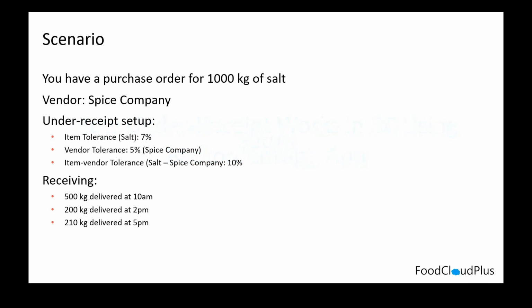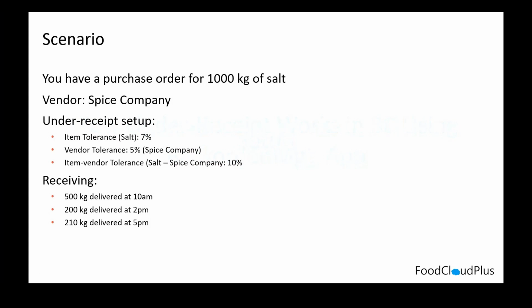For example, let's assume we have a purchase order of 1,000 kilograms of salt for the vendor Spice Company. The under receipt setup would be as follows. For the item salt, we would have a 7% tolerance. For the vendor Spice Company, we'd have a 5% tolerance. And for the combination of salt and Spice Company, we'd have a 10% tolerance. We've already set up these codes in the under receipt codes page.